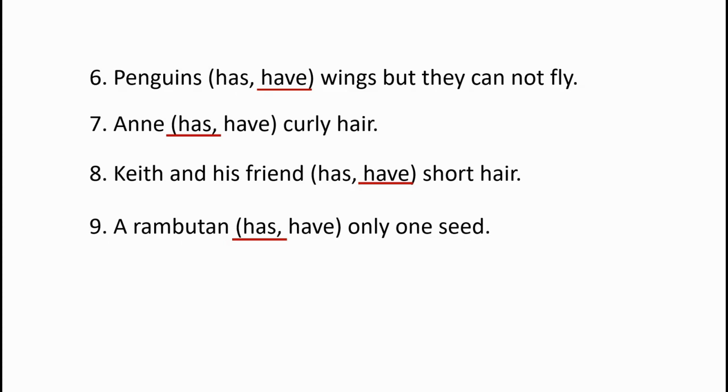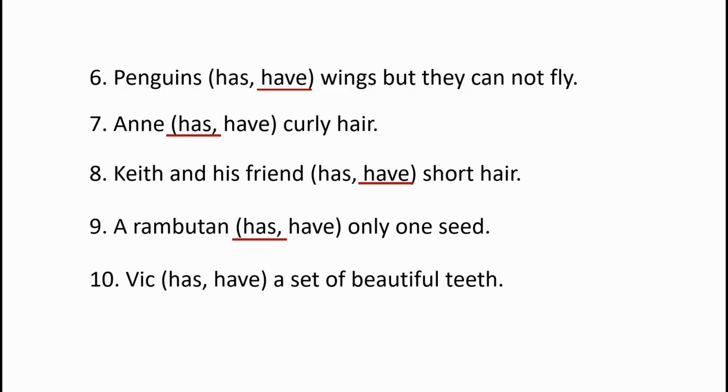Question number 10, last question for test A. Answer? Vic has a set of beautiful teeth. So we use has because our subject is only one, which is Vic. Vic has a set of beautiful teeth.